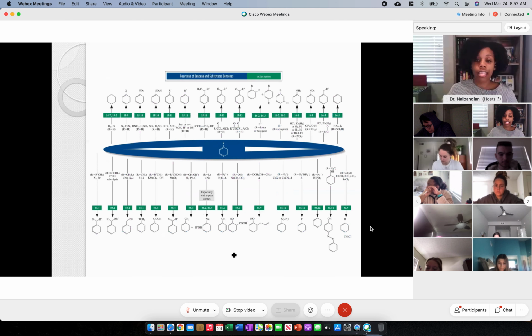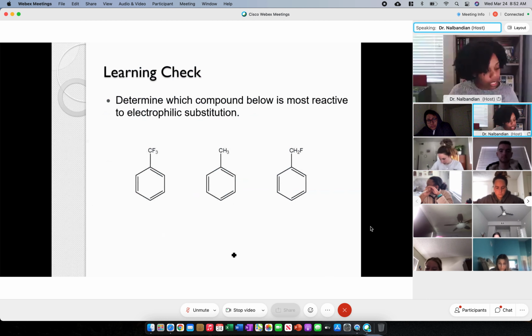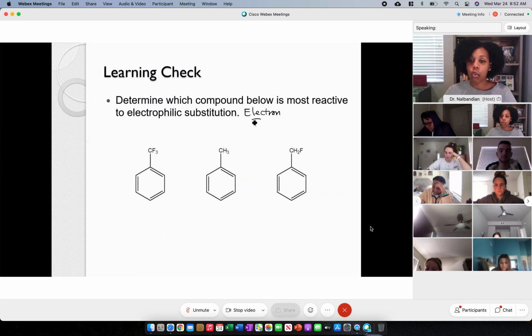All right, so that's the end. You can see reactions that we learned about in chapter 15, and now we talked about a few more in chapter 16. Let's get into our learning checks. All right, so what's most reactive to the electrophilic aromatic substitution? What do we want it to be? We want it to be electron rich.